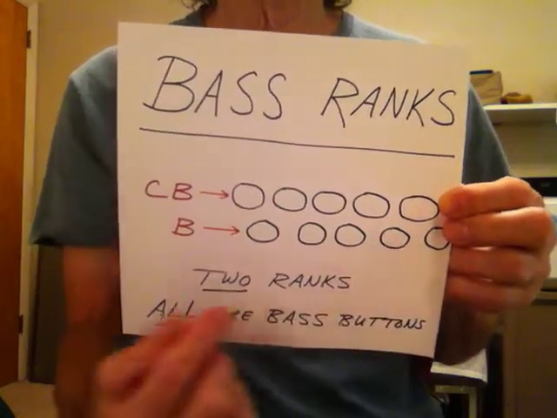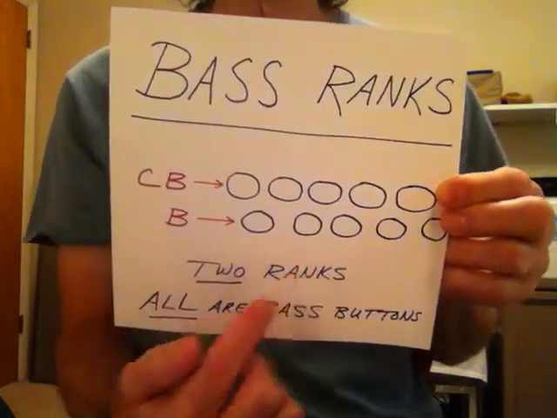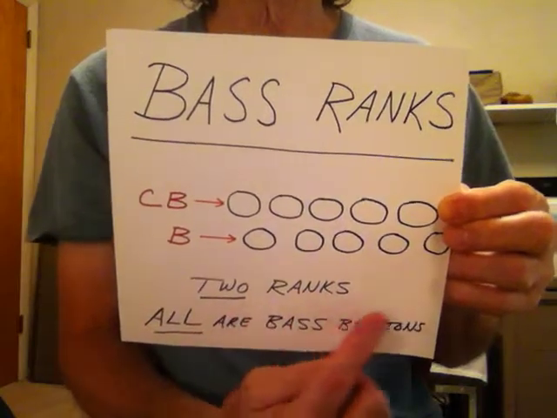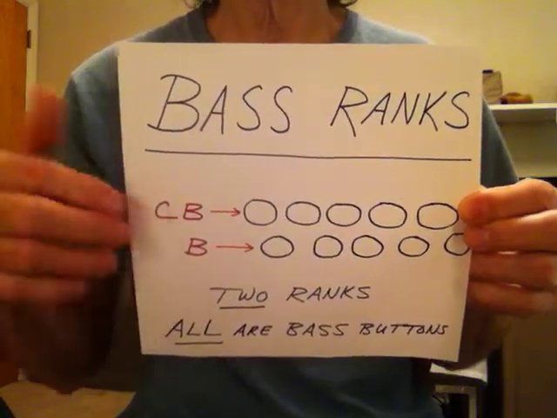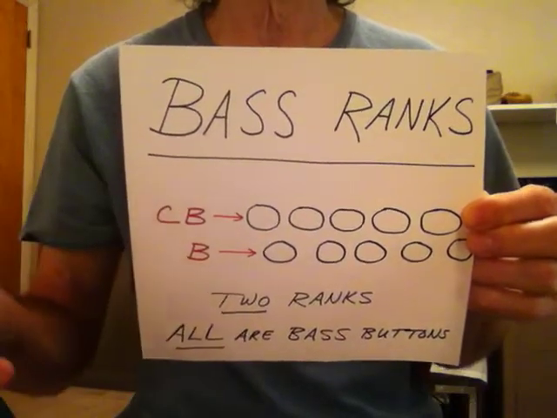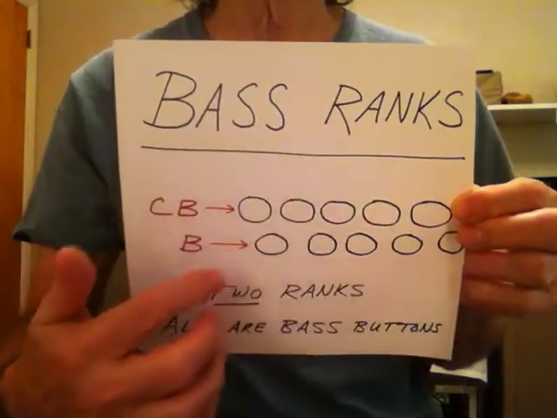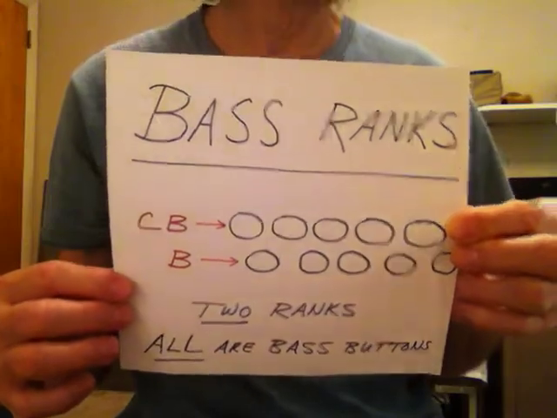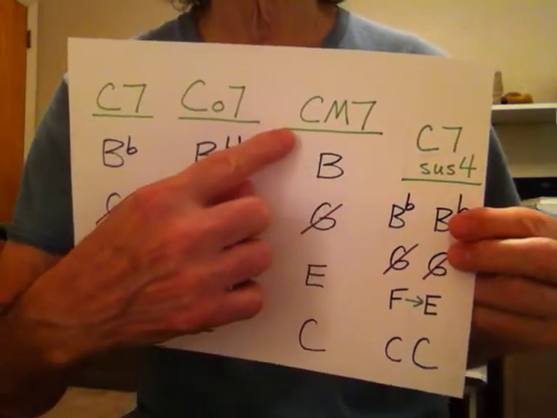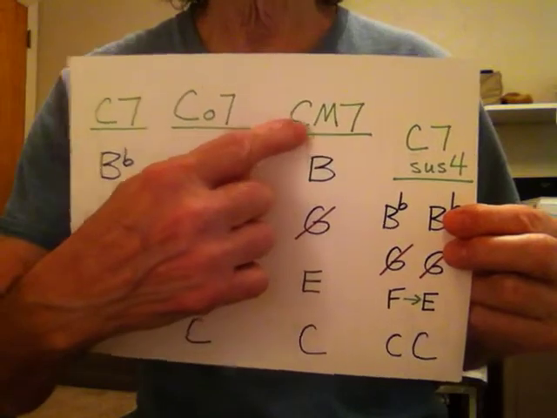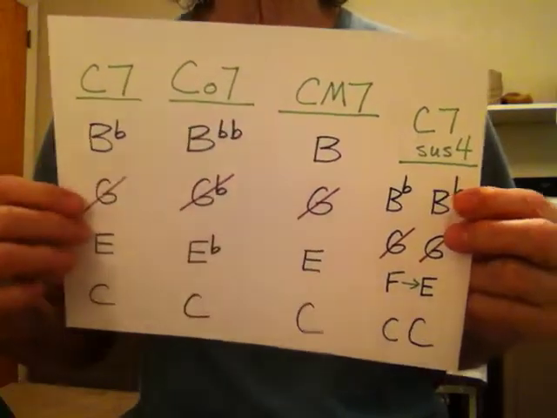You can call it a row. They are two ranks, but they are all bass buttons. You can call them counter bass, in other words, complementary bass, whatever you want to call it, but they're all still bass buttons. Okay? And in the last video, I spoke incorrectly. I pointed to this and I said C minor 7 because I'm an idiot, but I meant to say C major 7 on that chart I showed.